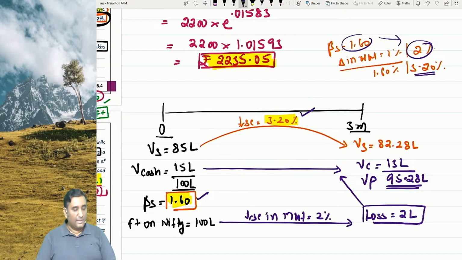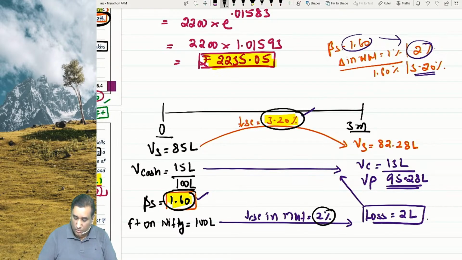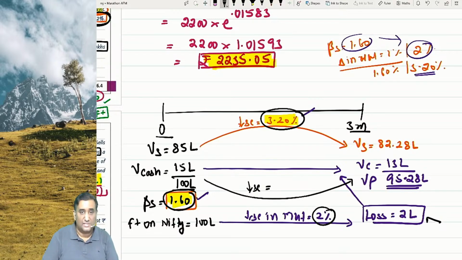lakhs. Now I say that with the change, look at the sentences how it is created. I have beta 1.6, 3.2 decline, market falls by 2, loss of 2 lakh which will be adjusted from cash 13 lakh, the 100 lakh portfolio becomes equal to what? 95.8. 100 lakh portfolio becomes 95.8. Decrease is equal to 4.72. And now I can say when the market declined by 2 percentage, the portfolio declined by 4.72.